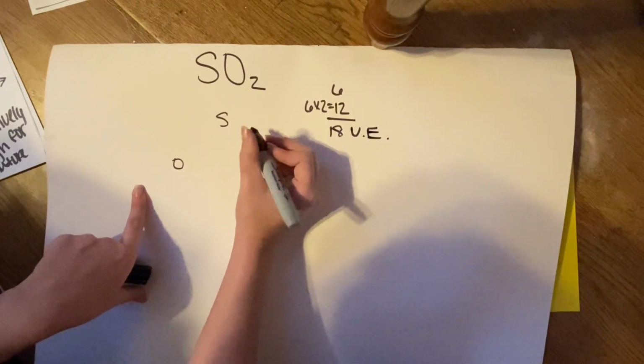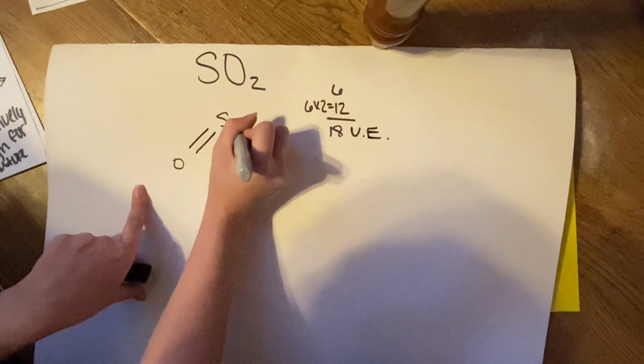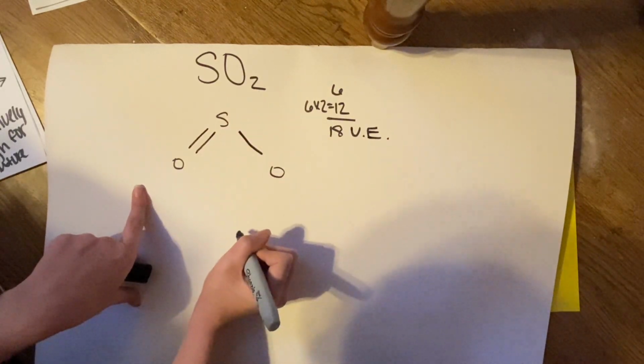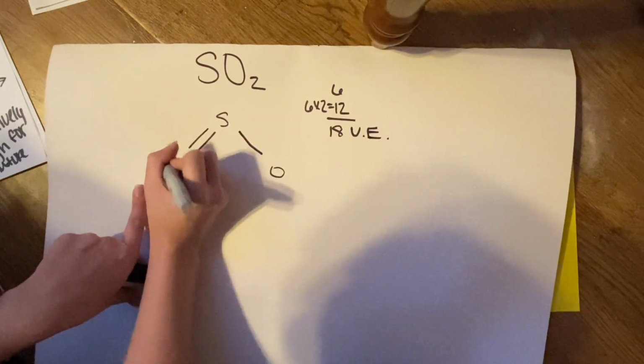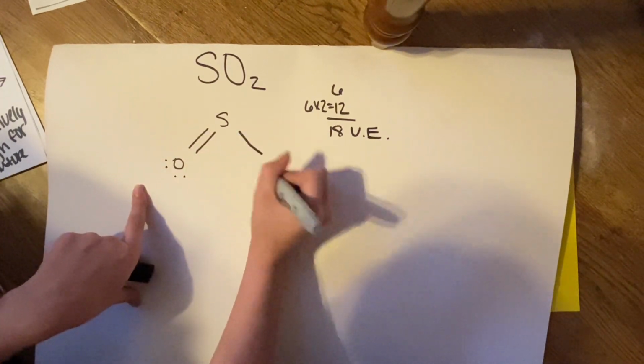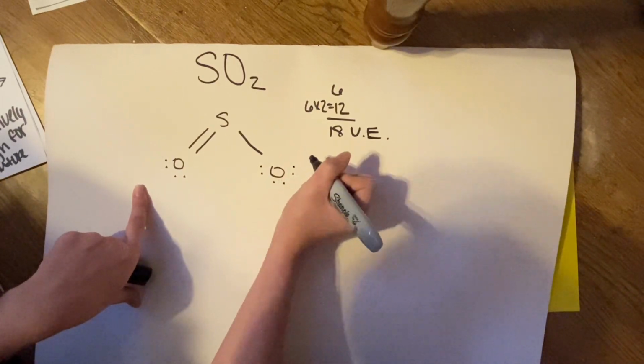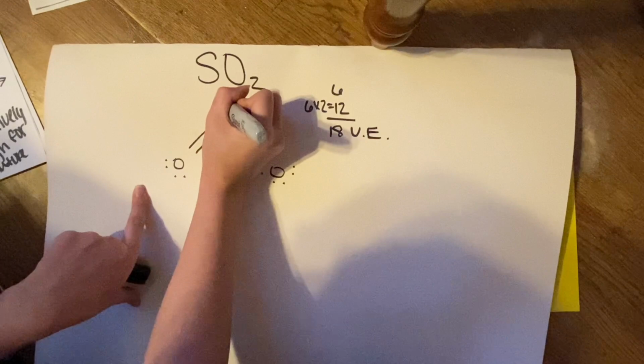For this model right here, we have a double bond right here and a single bond. There are going to be 4 electrons here to satisfy the octet rule. There are going to be 6 here. And then we have 2 lone pairs left over.